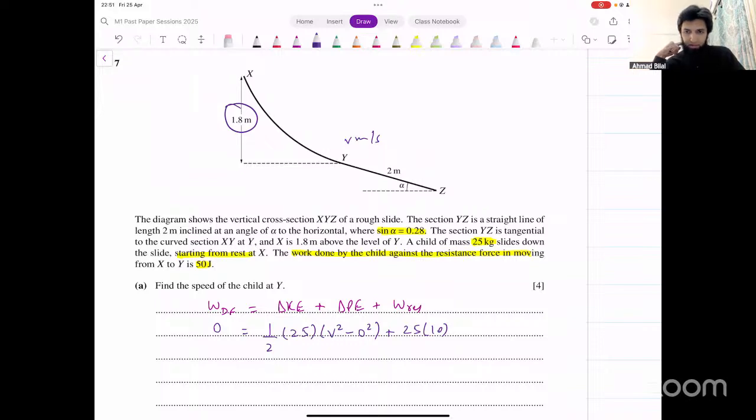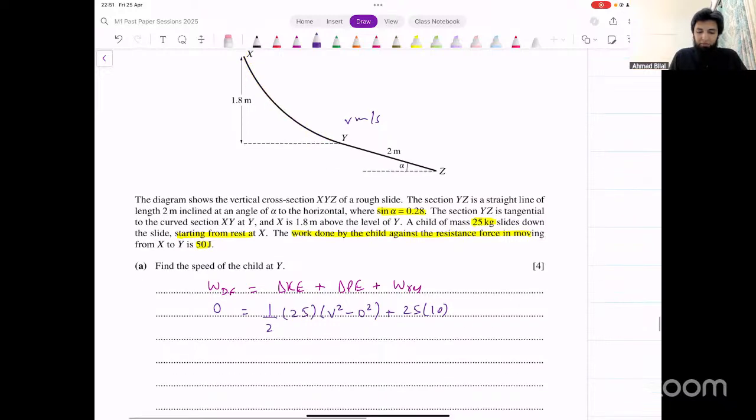It doesn't matter. You can use this for curved motion and for straight line motion. When it's a curve, you never use constant acceleration formulas. When it's a curve, acceleration changes at every single point. You never use constant acceleration formulas in a curve. But the work energy principle always works.